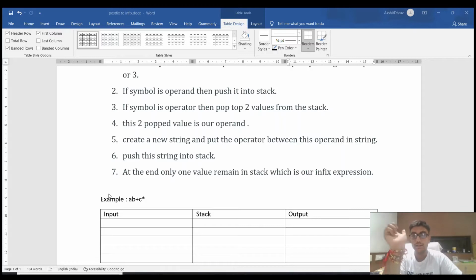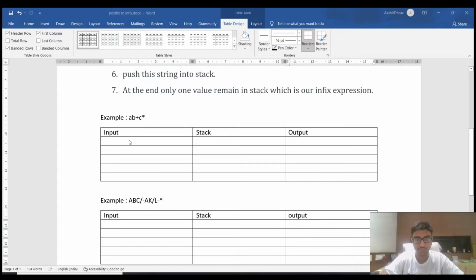Now suppose the 2 operands which are at the top are a comma b. We have removed them. Then we add the operator in between them, and whatever string is formed, we put it into the stack again. Are you getting that? Right? Let's start with some examples. At the end, only one value remains in the stack, which is our infix expression. The one which remains in the stack at the final stage will be our infix expression.